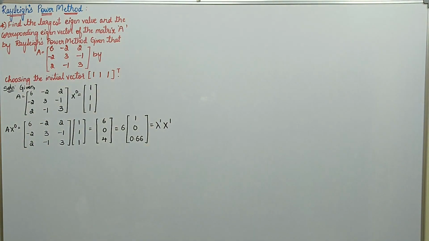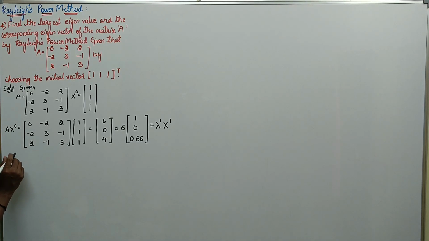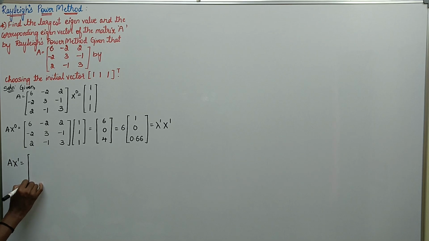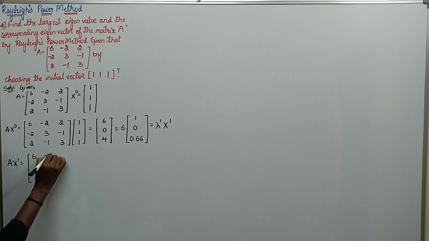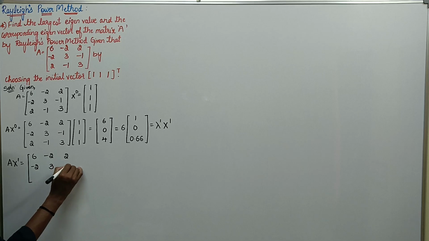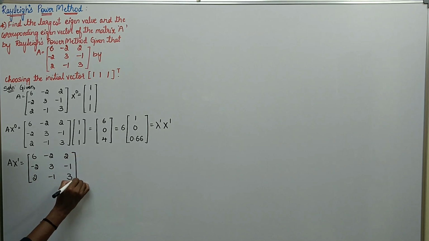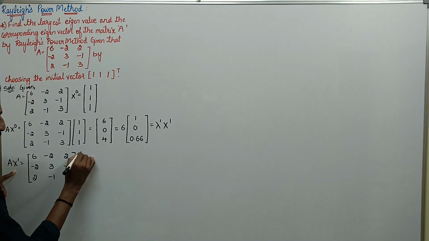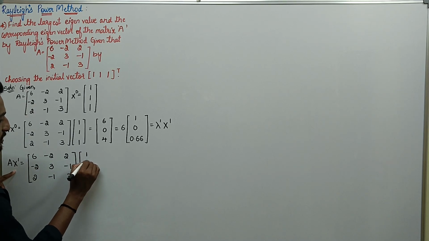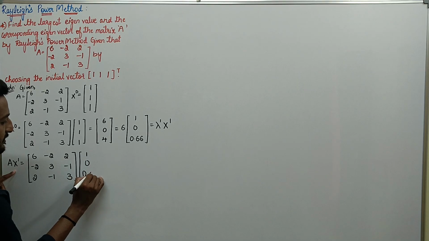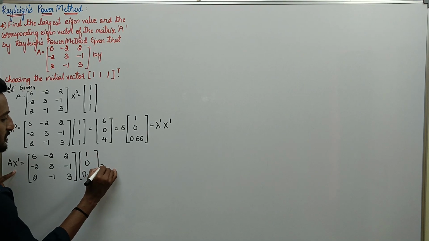Now let us find the next eigen approximation value. Repeat the same method. That is A x to the power of 1, which is equal to [6 -2 2; -2 3 -1; 2 -1 3] into x1. X1 is this, that is [1 0 0.66]. Consider only 2 decimal values, that much is enough.